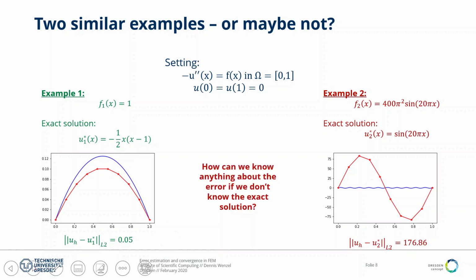And the question is, usually we don't know the exact solution. So how can we know anything about the error? How can we quantify anything that tells us how good our approximation is if we don't know the exact solution? That's the topic for today.